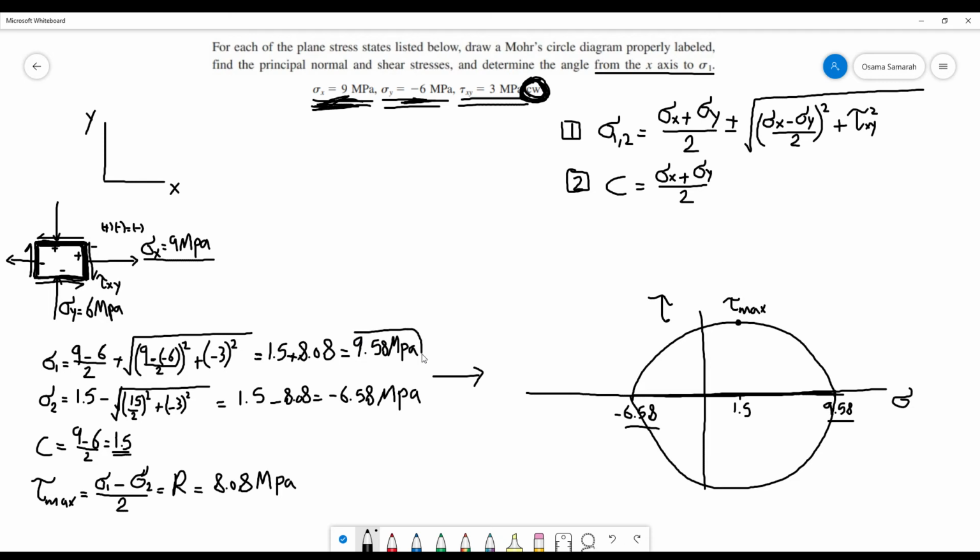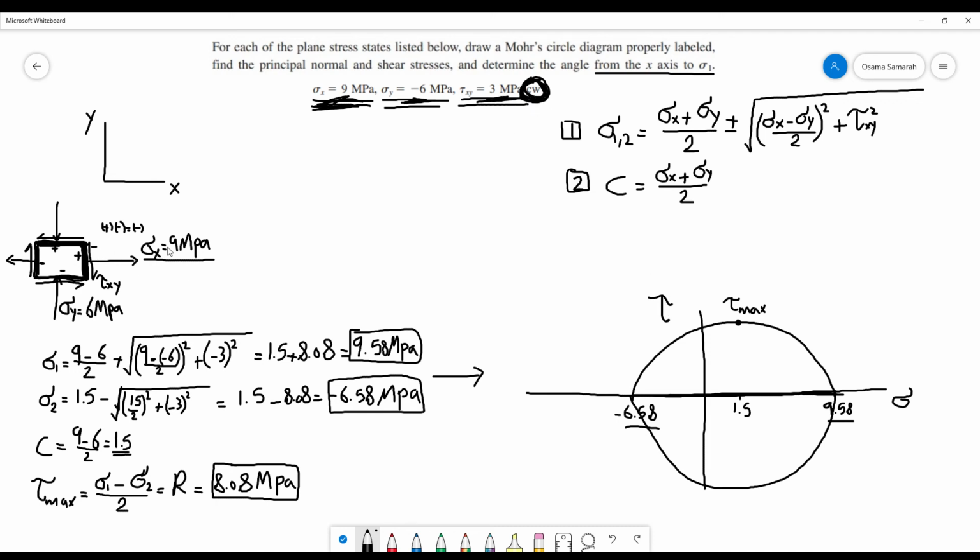So this is tau max. This is the first principal stress, second principal stress. This is tau max right here. So the problem is asking us to also determine the angle from the x-axis to sigma 1. So let's look back at the stress element. This is the x face right here. It has sigma x of 9 megapascals and a shear stress of 3 megapascals clockwise.